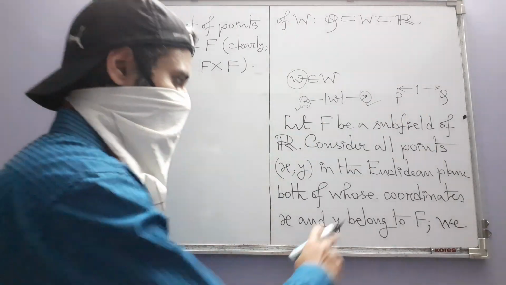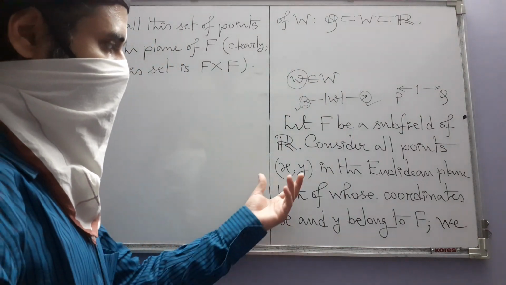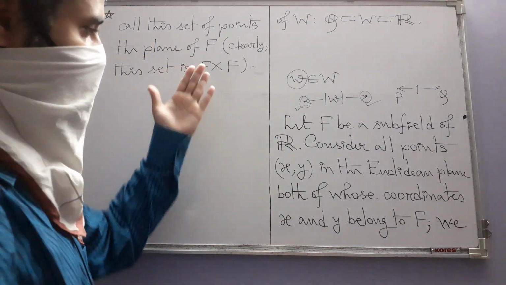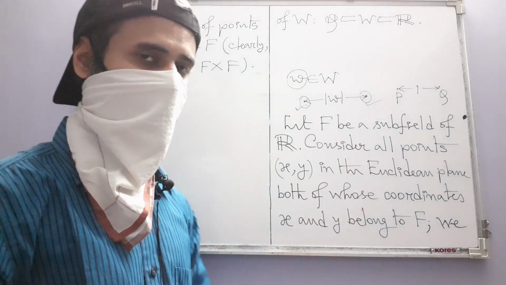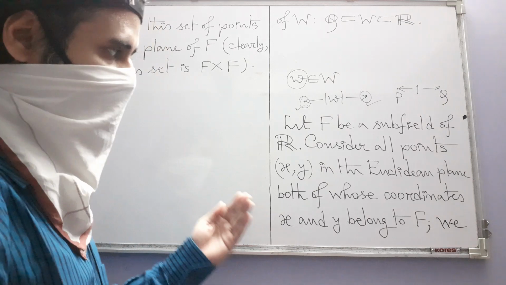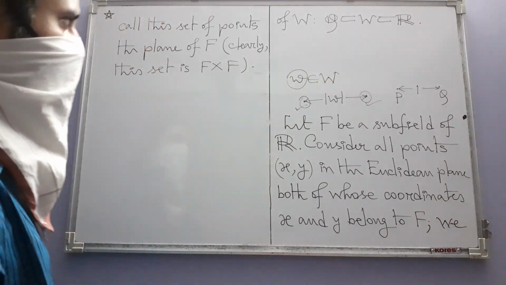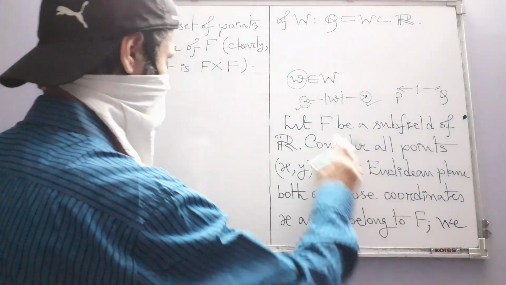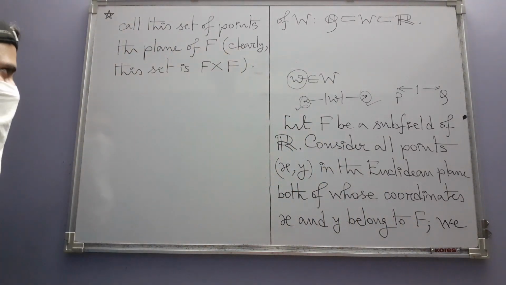And if our F is the field of rational numbers, then this plane of F in that case is just the collection of those points in the Euclidean plane, both of whose coordinates are rational numbers. But in general, this is the plane of F. This is called the plane of F.